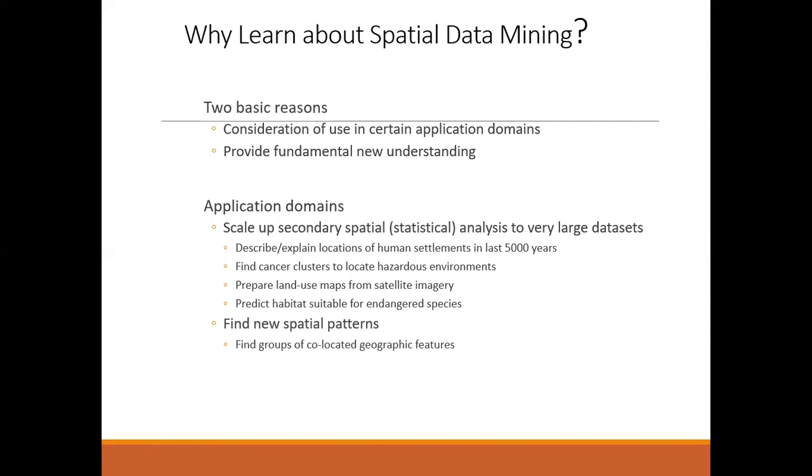The examples are how to describe and explain locations of human settlements in the last 5,000 years, to find cancer clusters, to locate hazardous environments, to prepare land use maps from satellite images, how to predict habitat suitable for endangered species, and finding new spatial patterns. A real-time example for this is to find the group of co-located geographic features. These are all the reasons which give us some answers why we should learn spatial data mining.